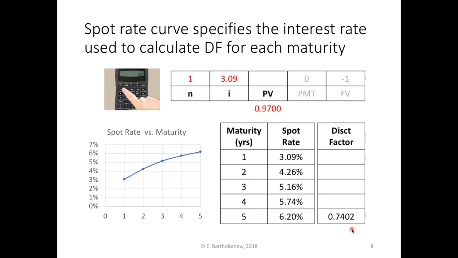And we could do it for the first year by putting 3.09 in the I register. If we hit the PV key, then we'll get 0.97. We could continue to do that for 2, 3, 4, inputting each of these rates for I. And if we do that, we'll get this: 0.97, 0.92, 0.859, 0.7999, and then 0.7402 again.